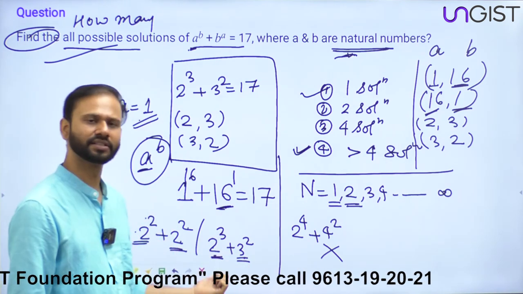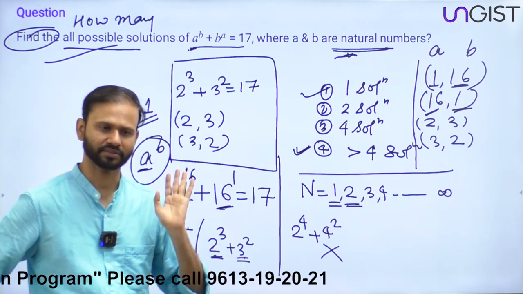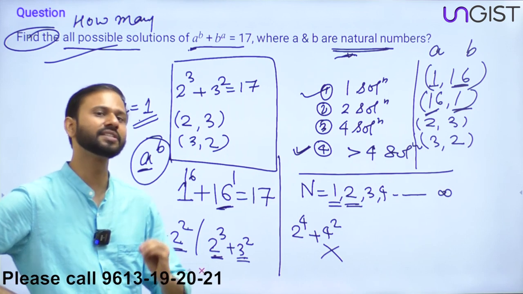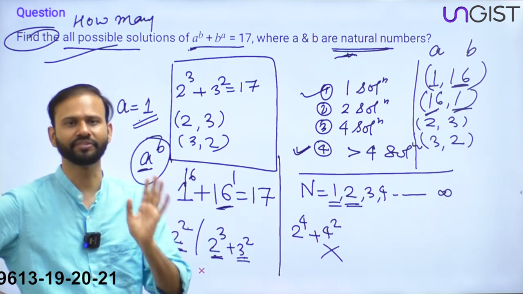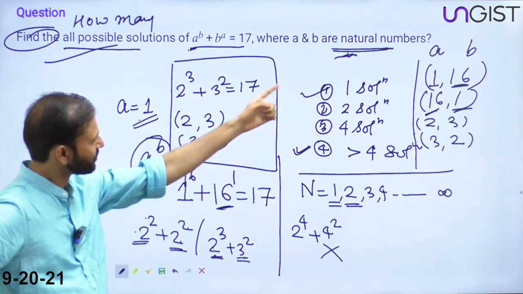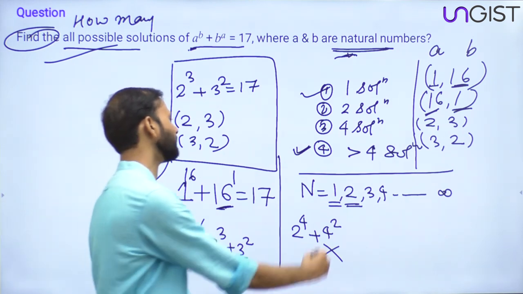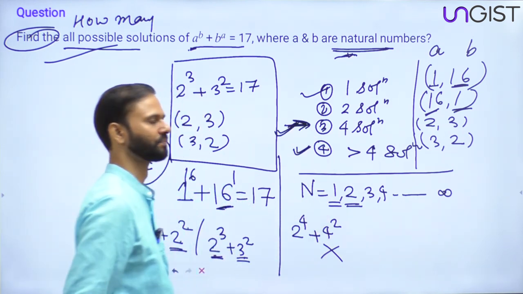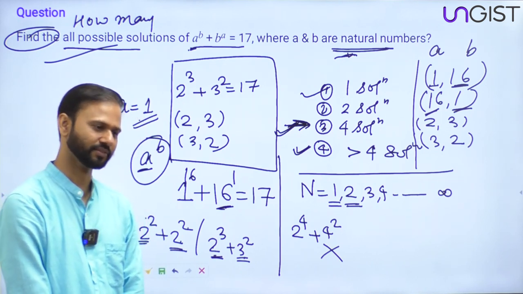3 we have already considered. And after that, we can't consider anything. After 3, we can't consider anything because 4 raised to the power 2 is 16, and 5 raised to the power 2 is 25. So 4 solutions are possible. The answer is 4. The third option is the correct choice. Okay, fine.